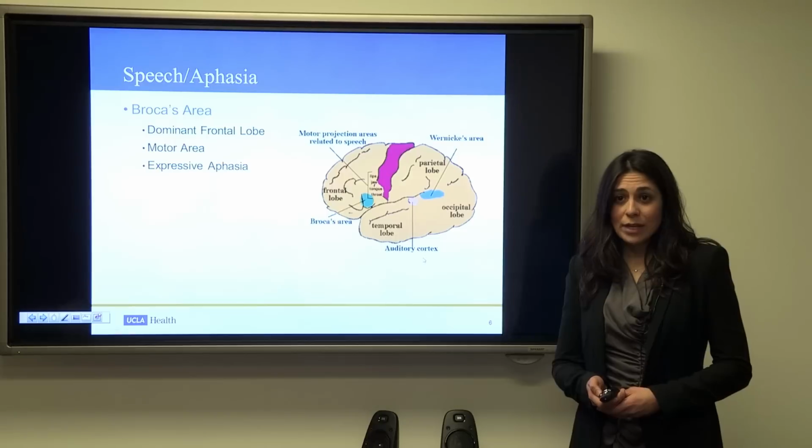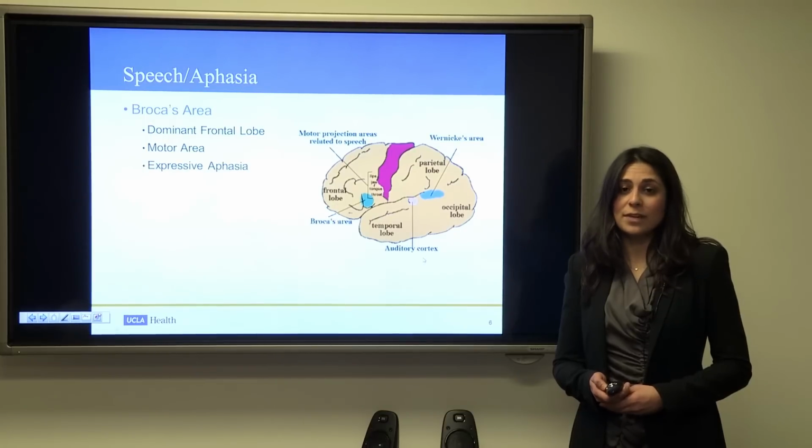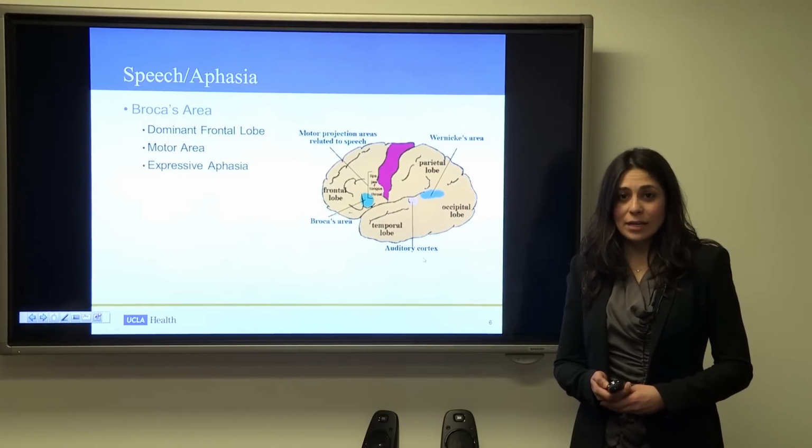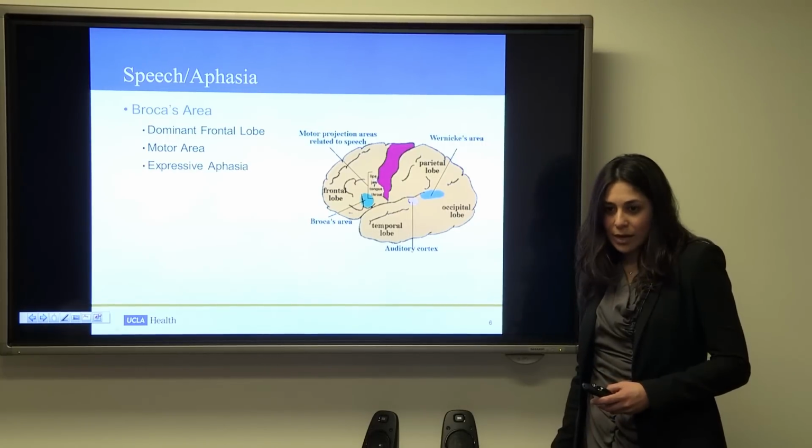So Broca's area is in the dominant frontal lobe. This is the area that controls motor, but it's also an area that controls expression of speech. So if a patient has a tumor in this area, they will have an expressive aphasia where they have difficulty communicating what they want to say. And that's right here in green.